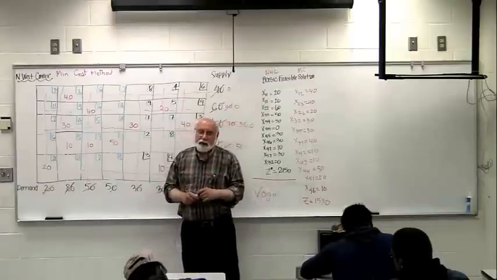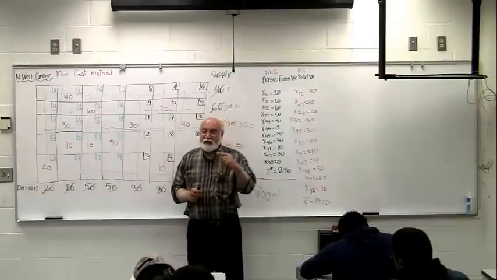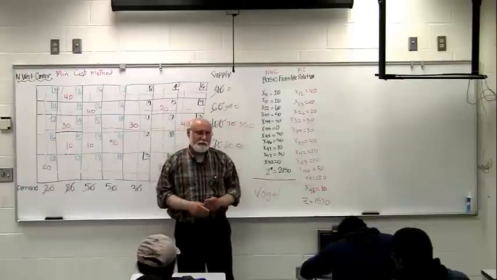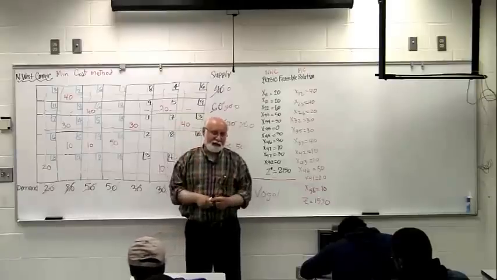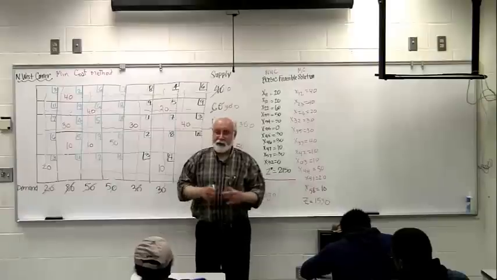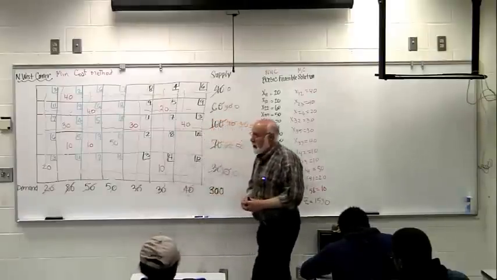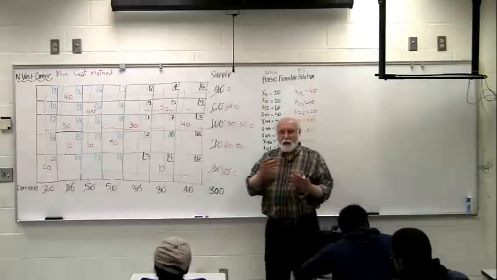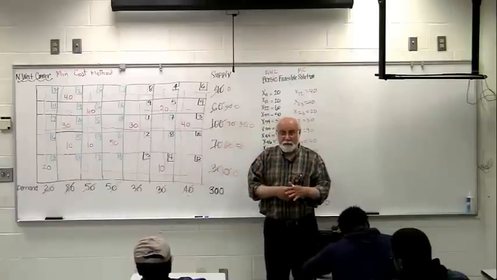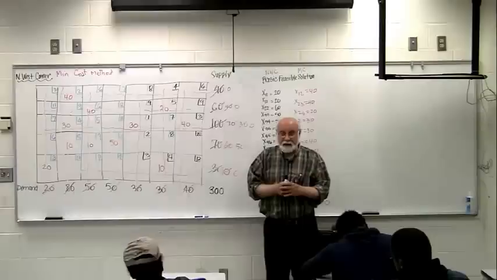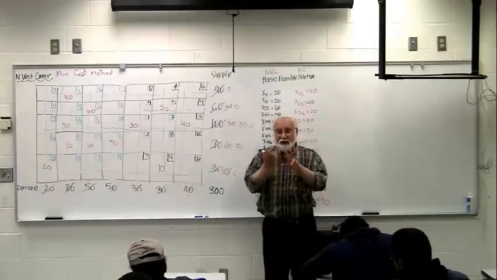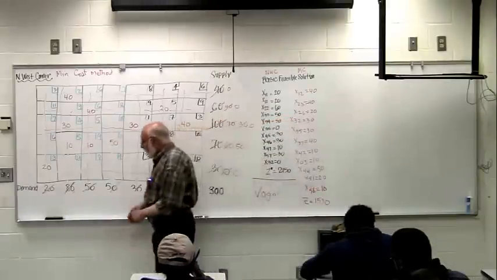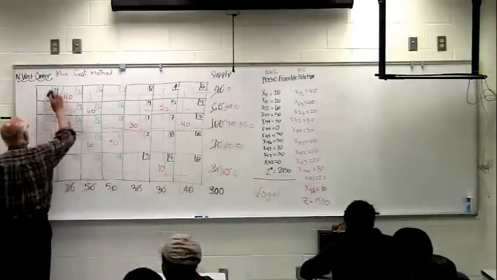In Vogel, we are saying, what is the penalty if I don't assign to this minimum? What is the penalty if I don't assign something to a specific cell? And as such, we are going to calculate the penalty for each row and each column based on the two smallest numbers that I see on those rows or columns. And in this case, this is what I am going to be doing.